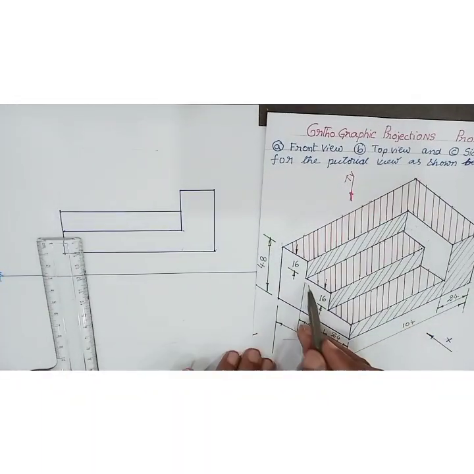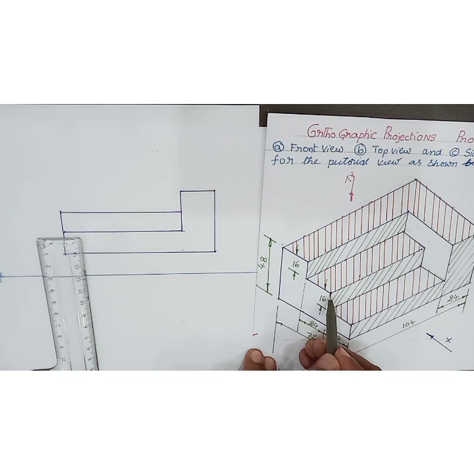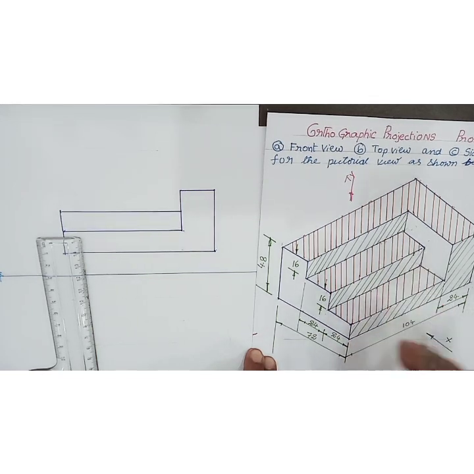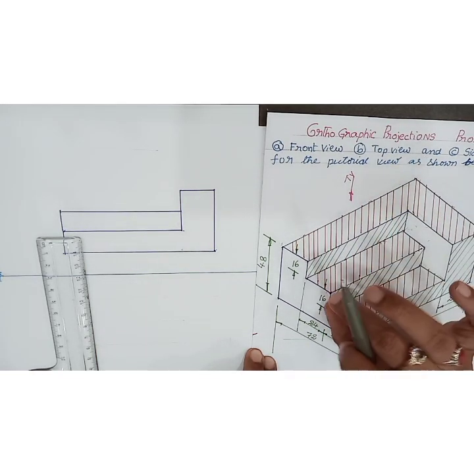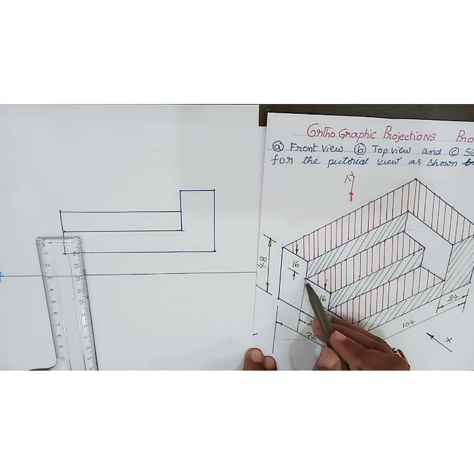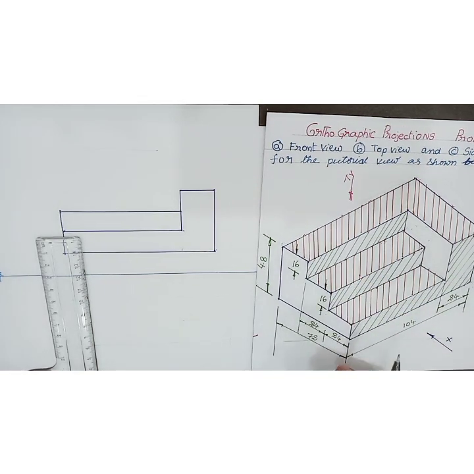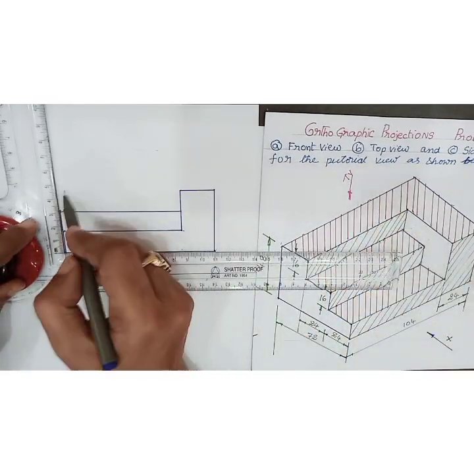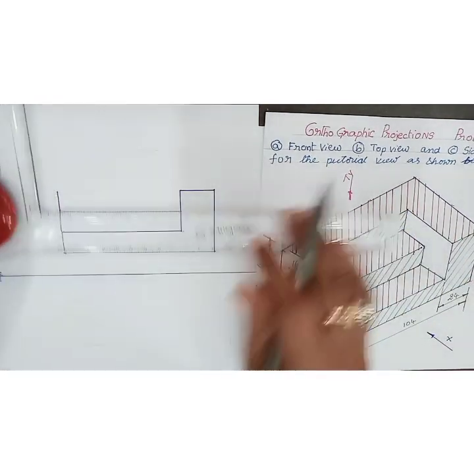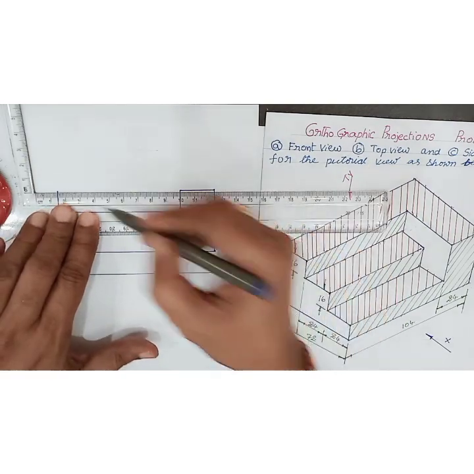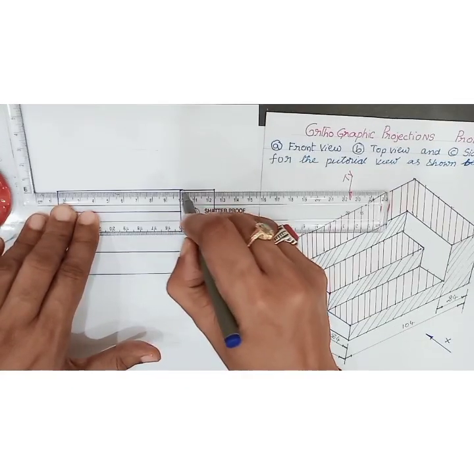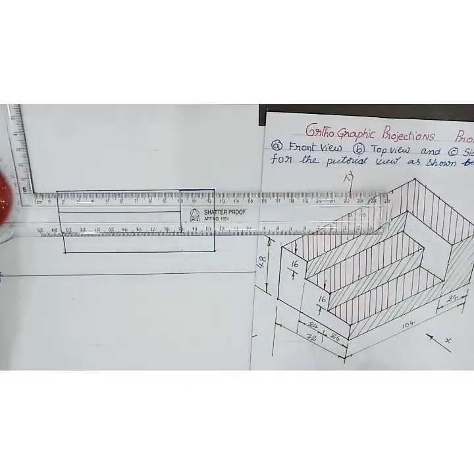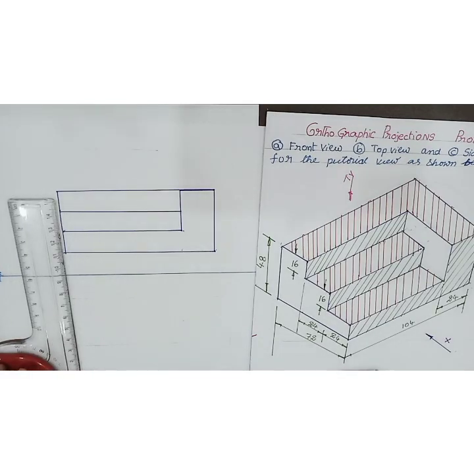After that, as this breadth is a point, even this breadth is also a point, then this particular step looks like it is placed over there. So the height of this particular step is 16 and the length is 80. So drawing the front view is over. Then we'll move towards the top view.